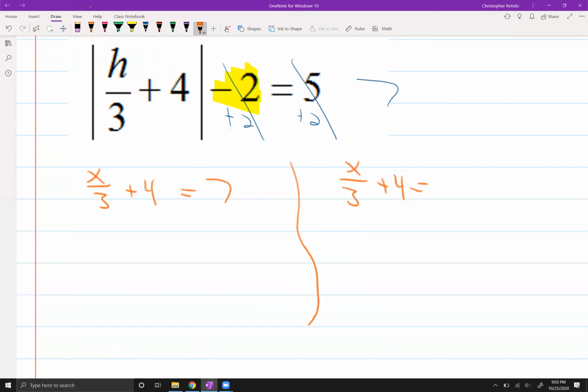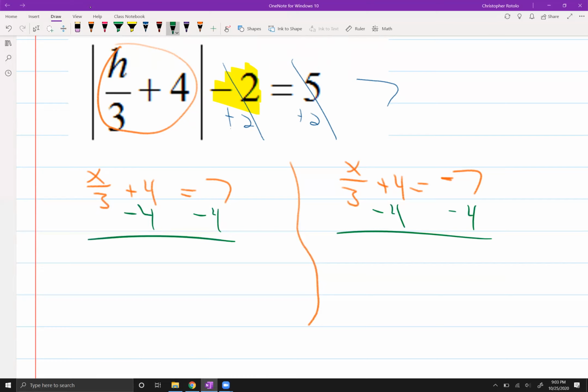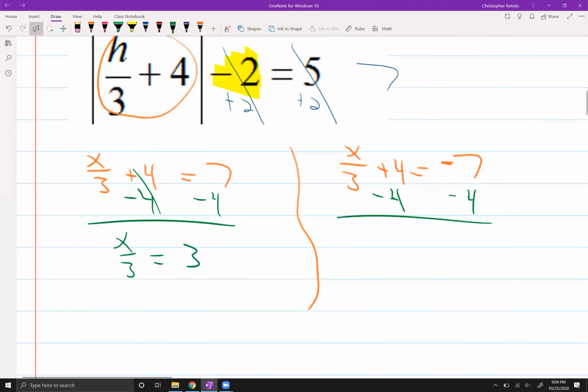That's the original one. So x over 3 plus 4. This whole thing could also turn out to be, right, because it was inside the absolute value, negative 7, and that would be okay. And now we're ready to do some solving. So here we go, minus 4. And notice that step happens everywhere. So I got x over 3 equals 3. And I'll have x over 3 now equals negative 11. Now, we all know if x is being divided by 3, we're going to multiply by 3 to get rid of it.